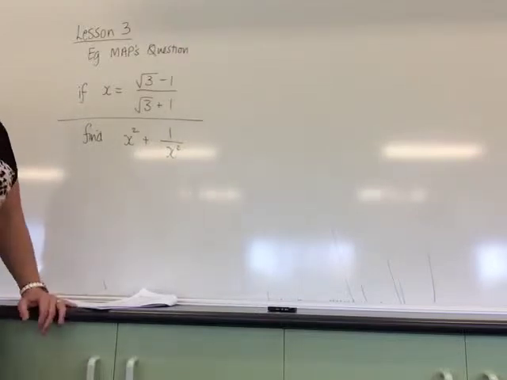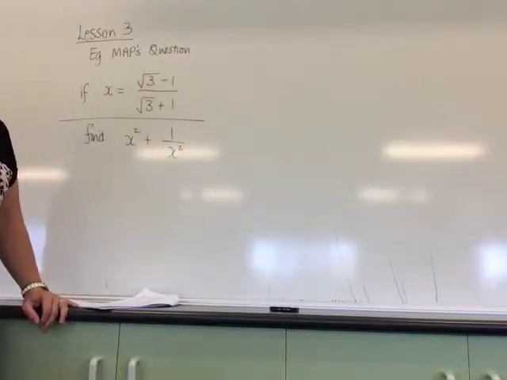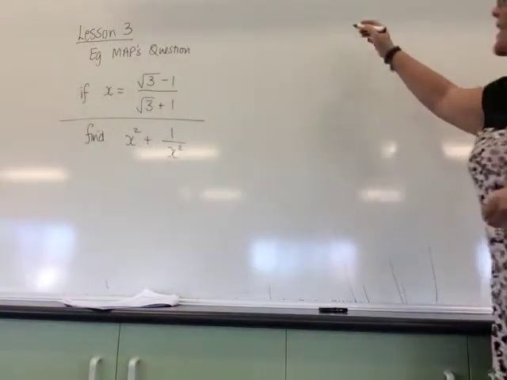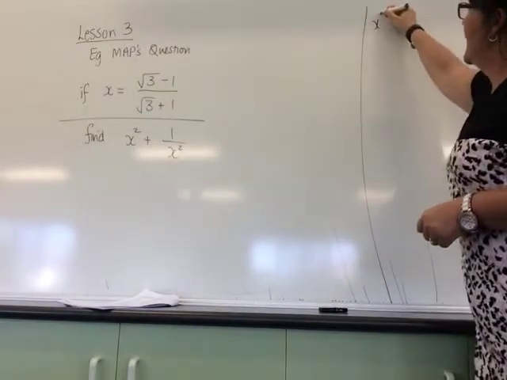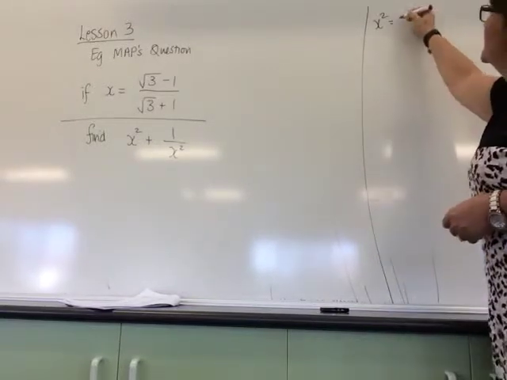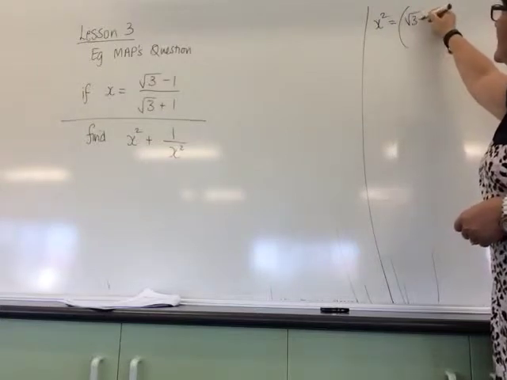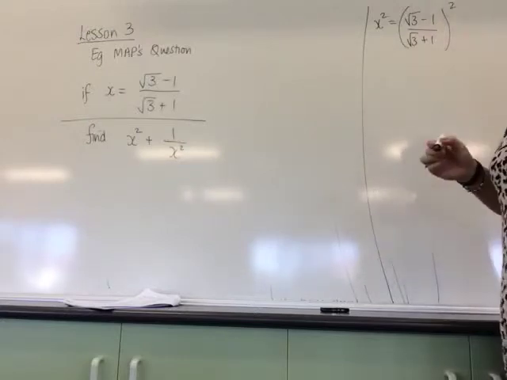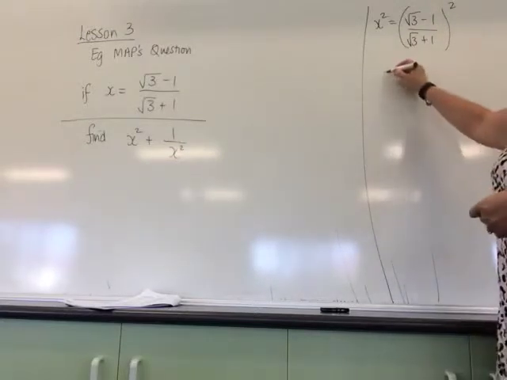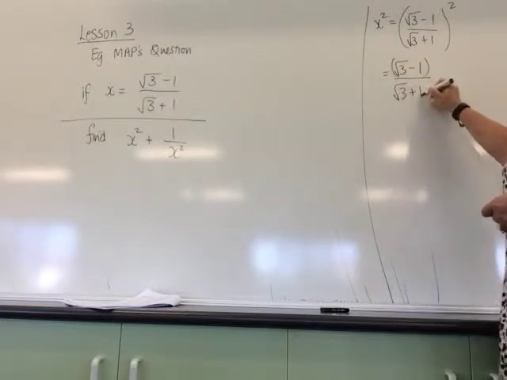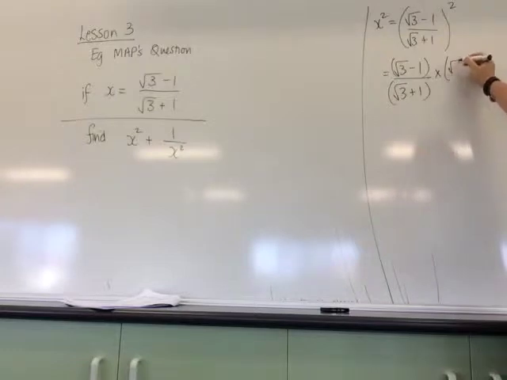Now, to simplify this down a little bit more, what I want to do is some pre-work and work out what my x squared is equal to. We know that x was equal to that, so all I'm going to do is square it. That just means I'm going to multiply it by itself, so the square root of 3 minus 1 over the square root of 3 plus 1, put in brackets, and multiply it again by itself.